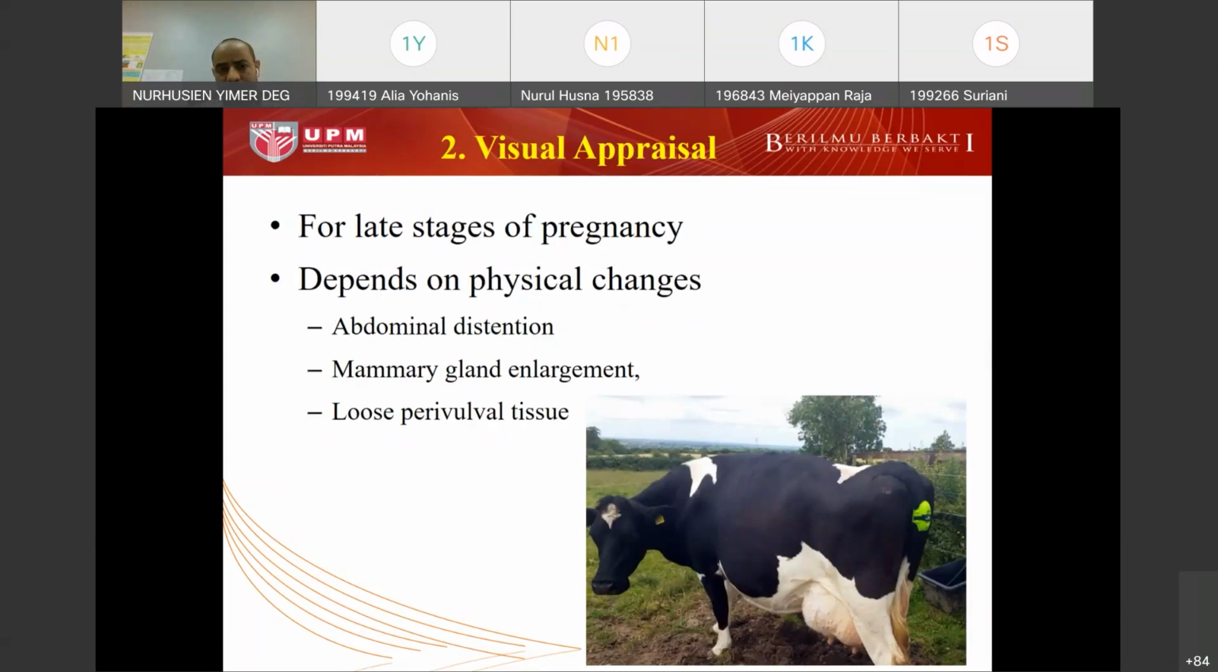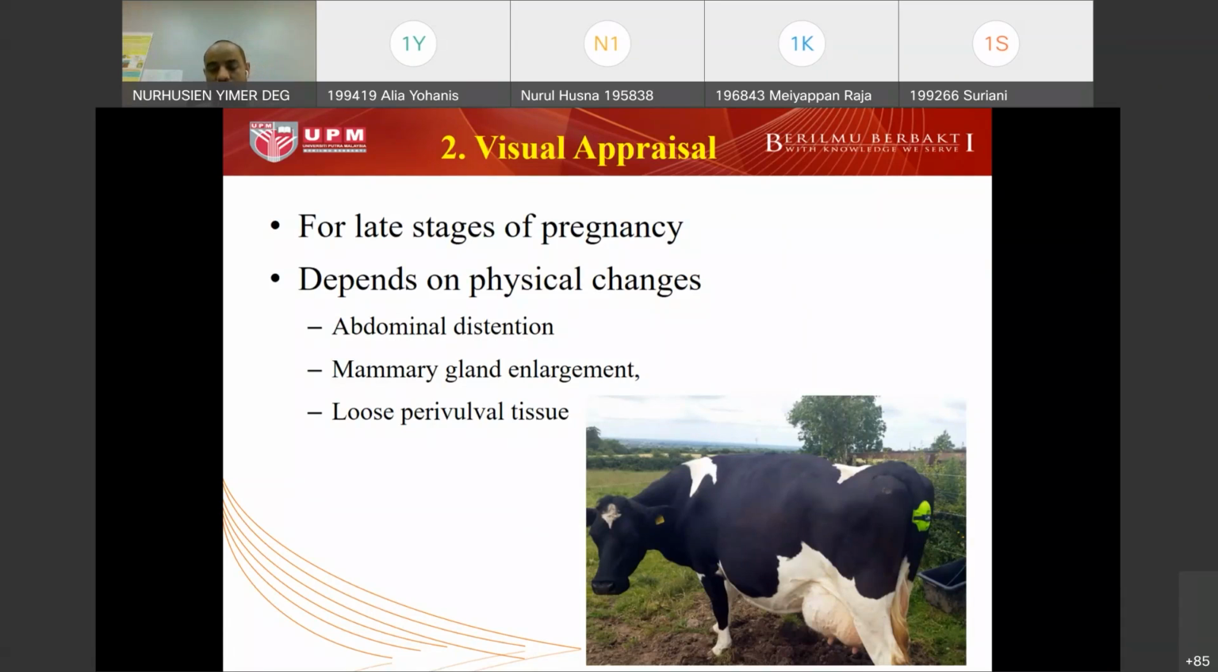So it has very limited significance, because when we talk about pregnancy diagnosis, it is during the early stages of pregnancy that diagnosis is very important. Because of the economic aspect, you need to identify the cow that is not pregnant so that it can come back again for another breeding program before it's too late, before you waste a lot of money and before it costs you a lot.